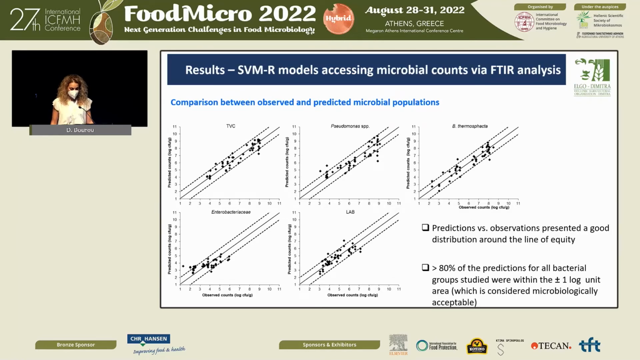Again, with FTIR analysis and support vector machines, predictions and observations presented a good distribution around the line of equity. And for all microbial groups, more than 80% of predictions were considered accurate.